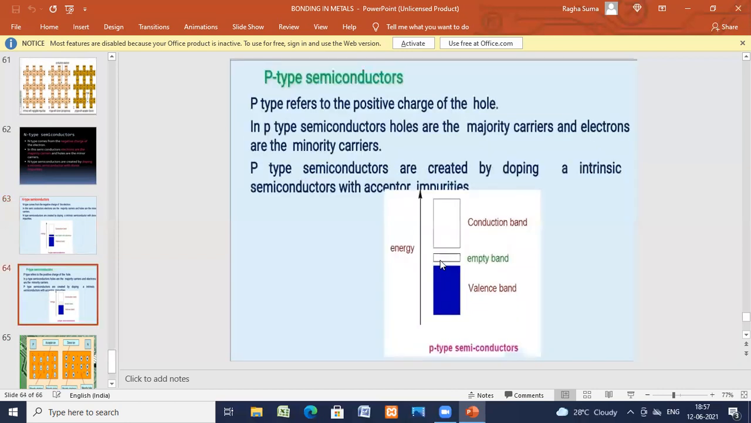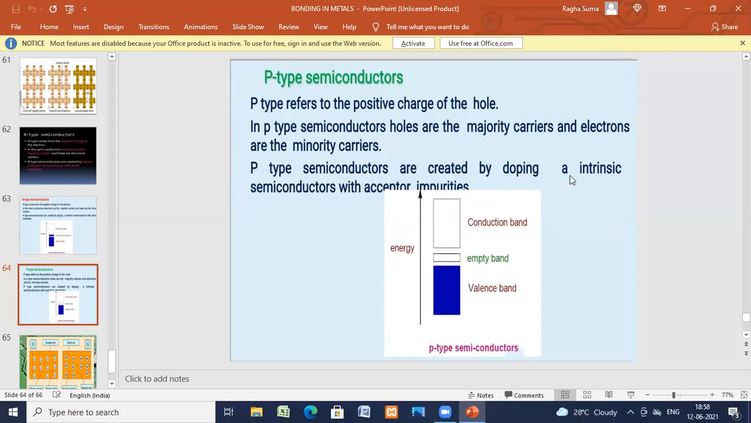Now we'll see what a p-type is. Already explained, but once again in detail. P refers to the positive charge of the hole. In p-type semiconductors, holes are the majority carriers and electrons are the minority carriers. P-type semiconductors are created by doping intrinsic semiconductors with acceptor impurities.